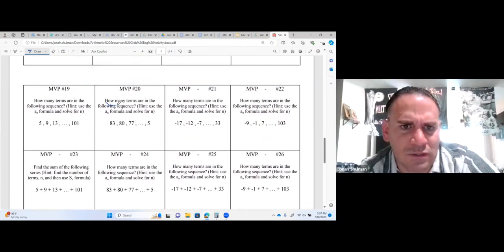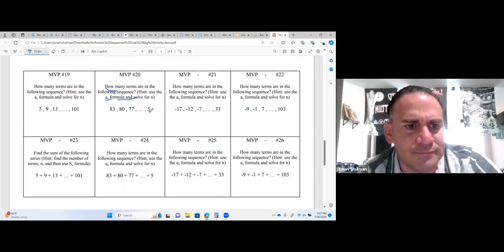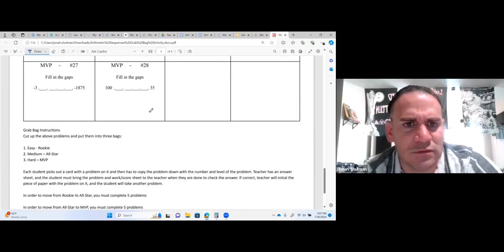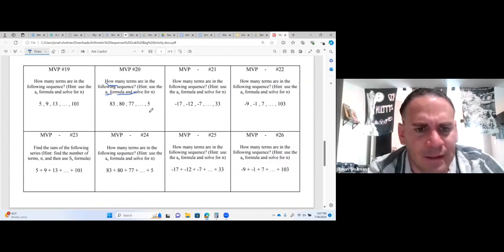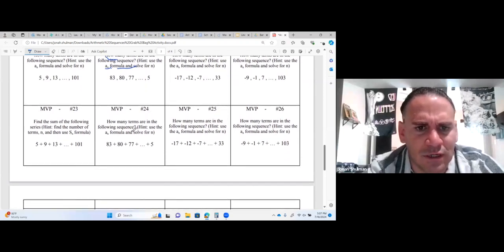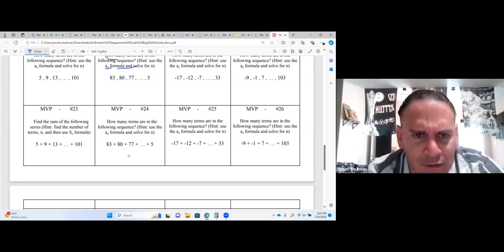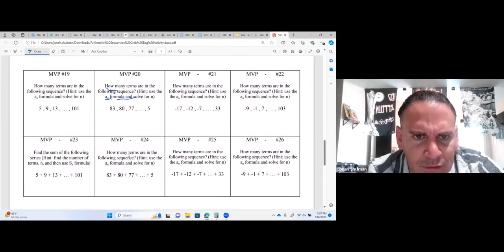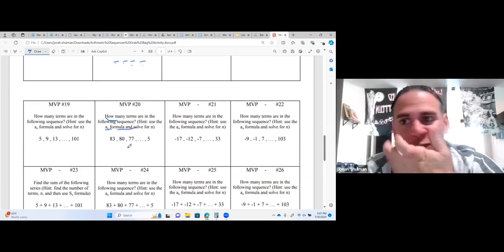How many terms are in the sequence? Use a sub n and then solve for n. Well, we might as well just do one of these cool patterns. So let's do one more. So how many terms are there in the sequence? So we're going from 83 to 5, right? These are the same. I don't know why they doubled. I guess it's not the best one, but it's made to cut them up.